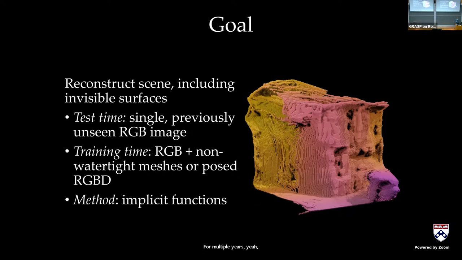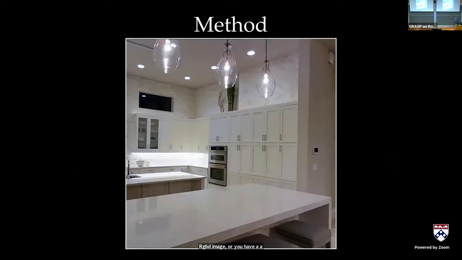The plus should go between RGB and the rest, and then you should have a parenthesis after the plus. So your supervision is you always need your input, and your supervision is either another RGBD image, or you have a mesh. Yes. And the method is going to be actually relatively straightforward deliberately.